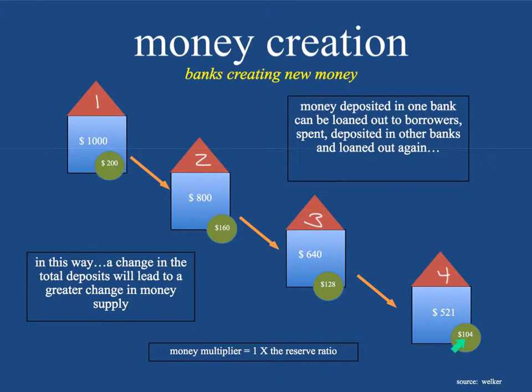But whose money is this? That's my money. That was my money. That was all the original $1,000 that I deposited in Bank of America, which went to Wells Fargo, which went to Citibank, which went to Key Bank.